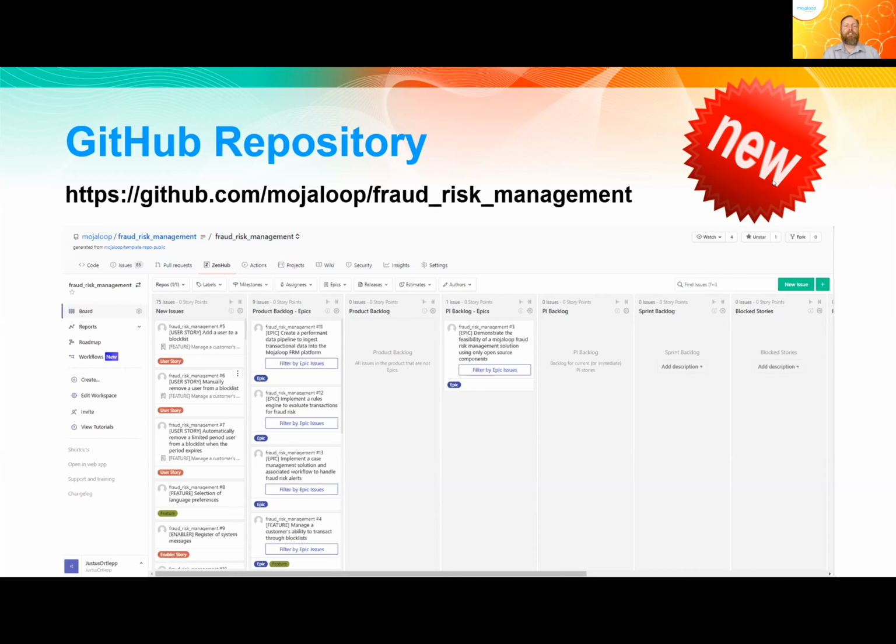And it's actually nice for us to be able to put all of our user stories, our epics, our plans out in the public eye so that people can see them. You can see the address at the top there. And if you are a member of the Mojaloop community and you would like to participate in the work that we are doing, you're more than welcome to add new issues. You can see that there's a new issues column on the Kanban board.